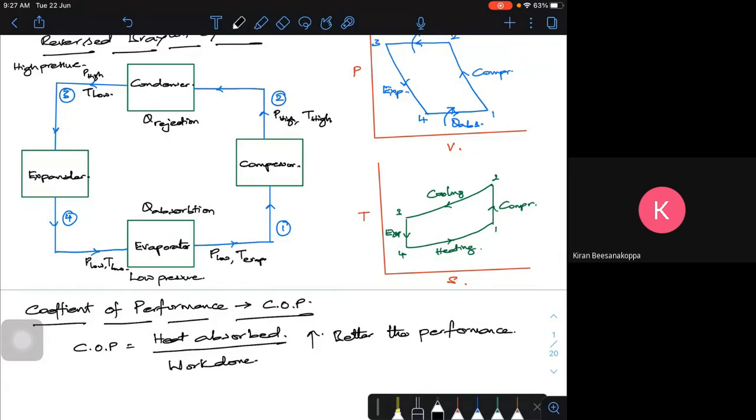Then what is the heat absorbed? Heat absorbed is the amount of heat added between 4 and 1, that is H1 minus H4. Now substitute these expressions in the COP and you'll get it. What is H actually? H is a function of temperature, or I can write H equals Cp times T, which we already studied in basic thermodynamics. I'm going to use that and write the COP for the Brayton cycle in terms of enthalpies first, then in terms of temperatures. Is that clear? Now let's write it.